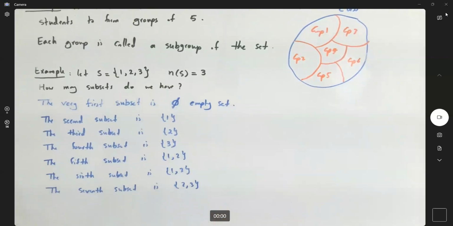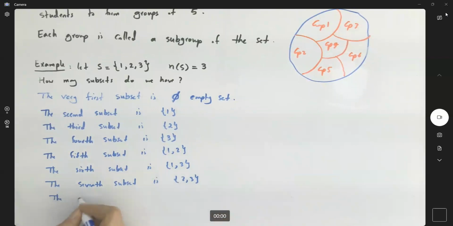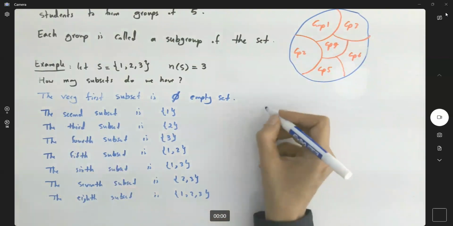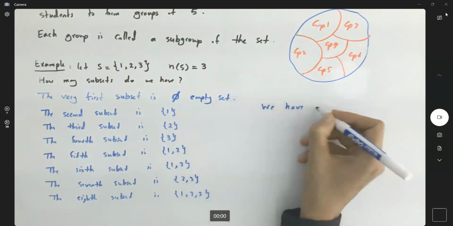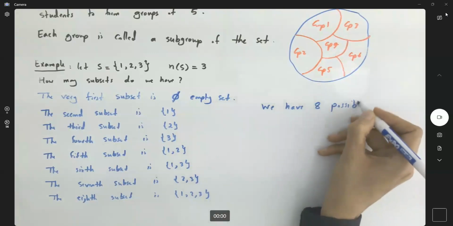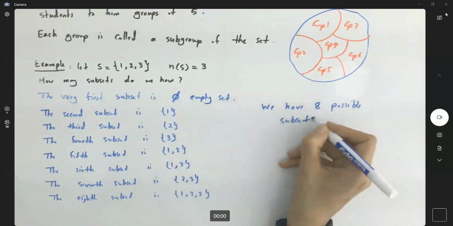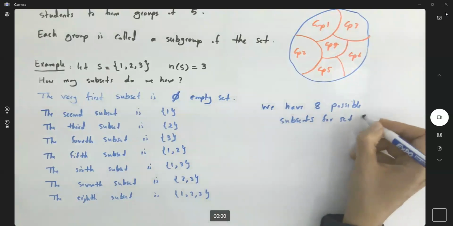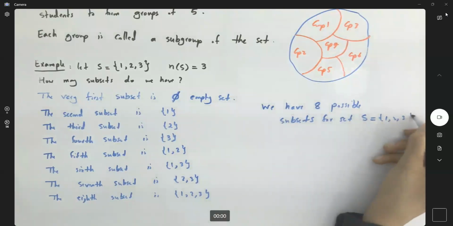And finally, the last subset, the eighth, is all of those students wanting to work together in one group. So how many possibilities do we have? 1, 2, 3, 4, 5, 6, 7, 8. We have 8 possible subsets for set S, 1, 2, 3. Okay.